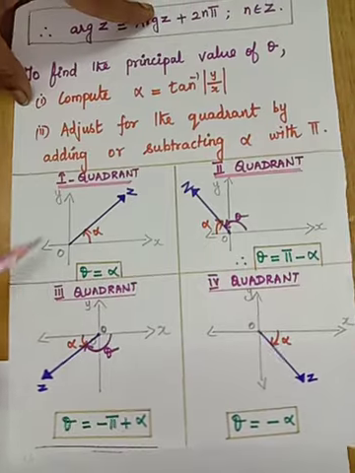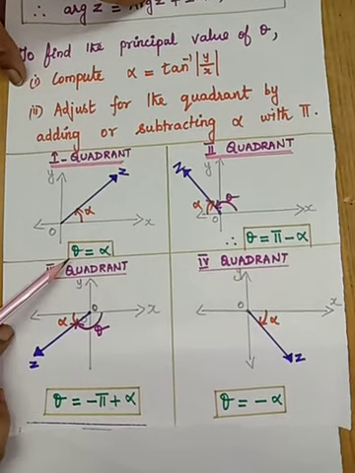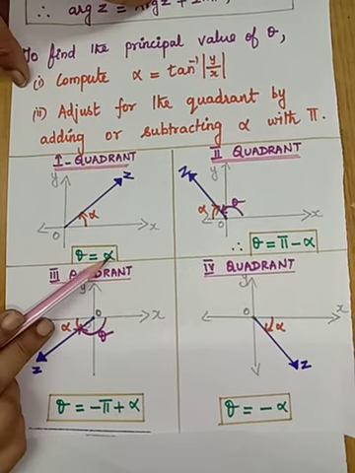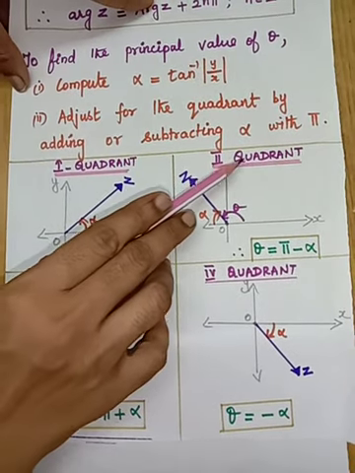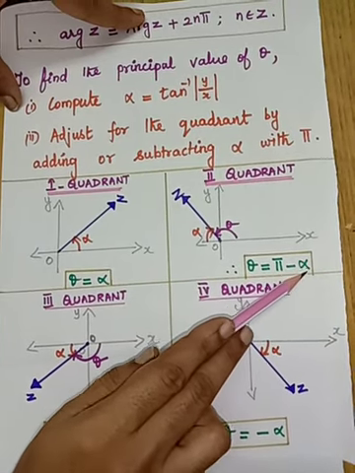Look at this again. If your complex number lies in the first quadrant, you have to write theta is equal to alpha. If your complex number lies in the second quadrant, your theta is equal to pi minus alpha.